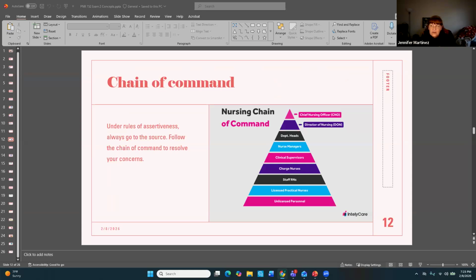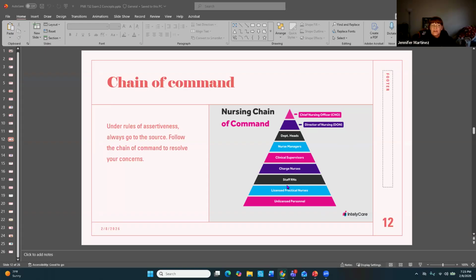Chain of command. I'm sure everybody's heard of chain of command. And so the nursing chain of command, followed the chain of command, especially when we're looking at conflict resolution or any other issues within the workplace. So the chief nursing officer is usually the one at the top, in your larger organizations. You have your director of nursing. You have your department heads, your managers, your supervisors, charge nurse, your staff nurses, or your staff RNs, your staff LPNs, and your UAPs. So follow who your direct supervisor is.